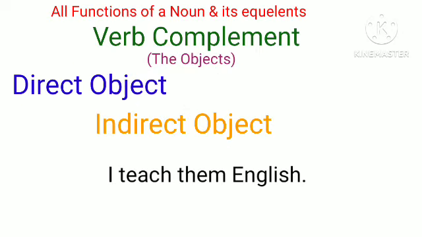Verb complement is actually the direct and indirect object which completes the meaning of the verb, and we have discussed it briefly in our last slide. I think there is no need to explain it more, so let's move on.